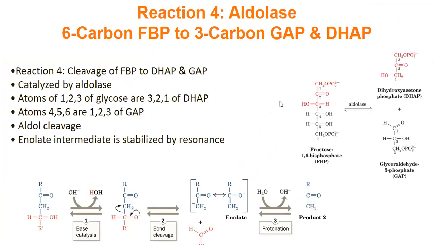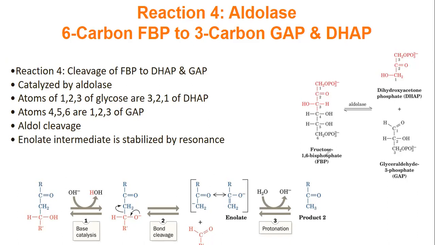So reaction 4, we take our fructose bisphosphate, and now we are going to cut it in half into two different molecules, DHAP and GAP, dihydroxyacetone phosphate and glyceraldehyde 3-phosphate. And the enzyme that's doing this is Aldolase. And the numbering gets a little wonky here.